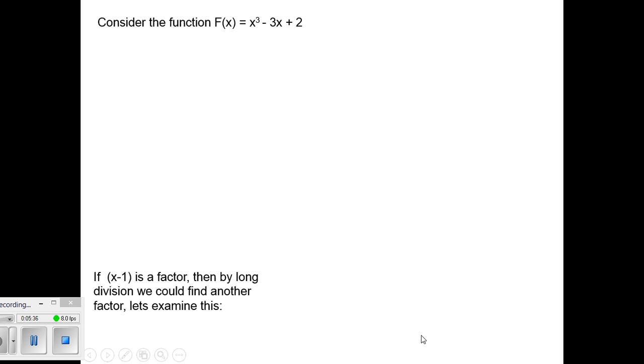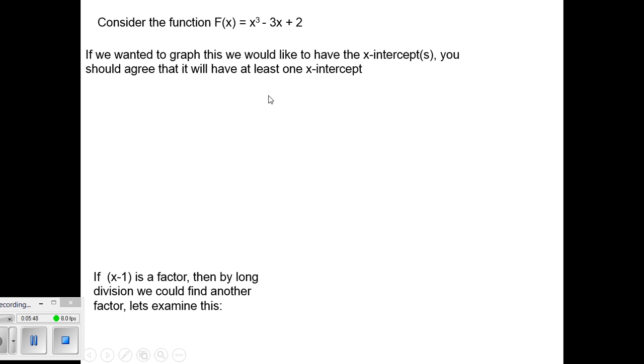Now let's consider trying to find a graph of this cubic expression. It is not going to factor by ordinary means. Of course, when they're all mixed up, you're going to want to see if it will factor under ordinary means, but it will not. So what we do here is take note. If we wanted to graph this, we would like to have the x-intercepts, obviously. You should agree that it will have at least one x-intercept because it is a cubic. Yes, it should have at least one.